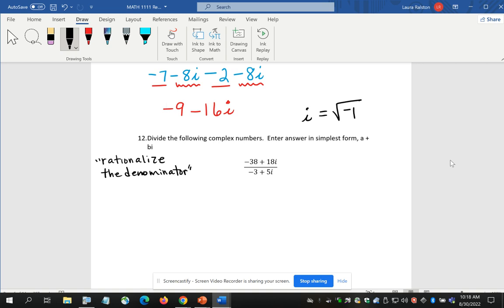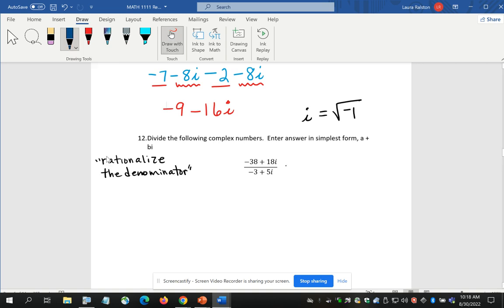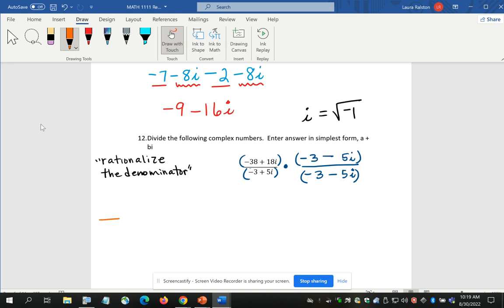So my question is negative 38 plus 18i divided by negative 3 plus 5i. You're going to have the same two partners, negative 3 and 5i. It's originally plus, and it becomes a minus. And then we're going to multiply the numerators together, multiply the denominators together. Again, it's that idea of rationalization, getting rid of the imaginary unit.